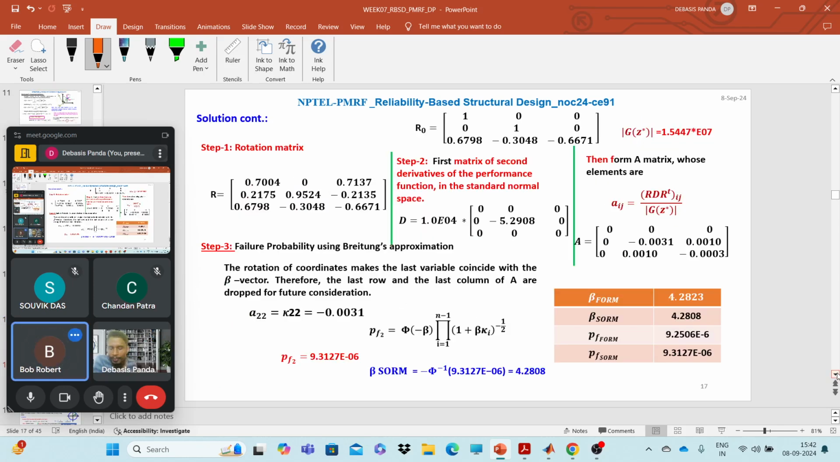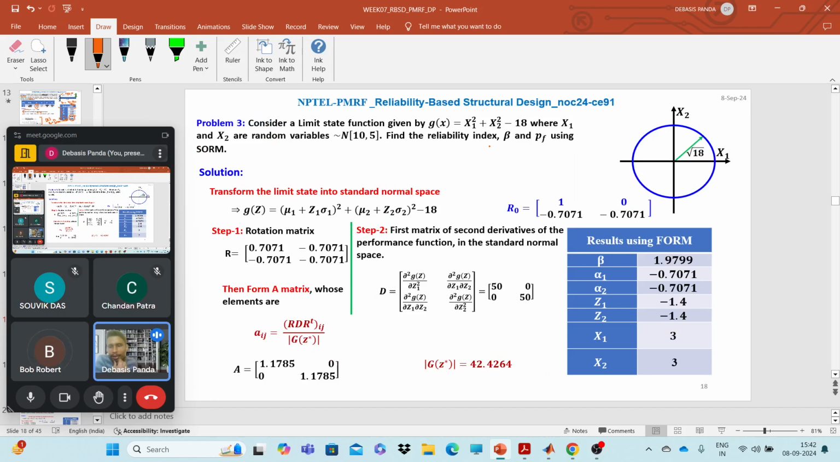Yeah, let's check one problem where the nonlinearity is more. Yeah, tell me. Please just go back to the first slide, the slide before this one.